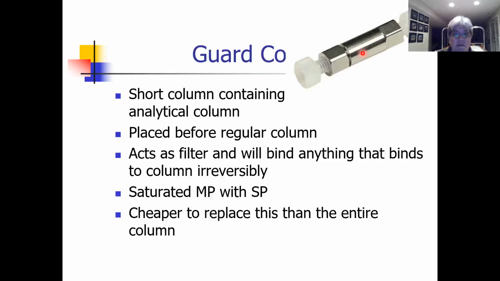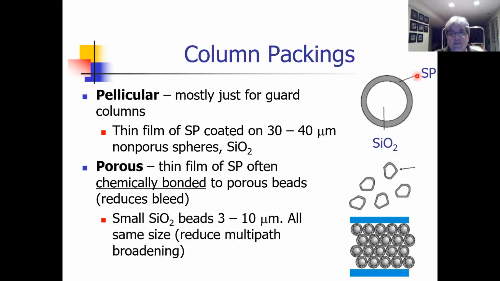piece of a separation. Now, I mentioned these column packings. So there are two kinds of column packings. Usually for the guard column that I just talked about, we just have these beads that are made of silicon dioxide, and then we put a film of stationary phase. Notice 30 to 40, no, that's not the film, that's the size of the bead. So notice these are much bigger particles, and with this thin film of stationary phase. And this is more commonly, again, just for guard columns.